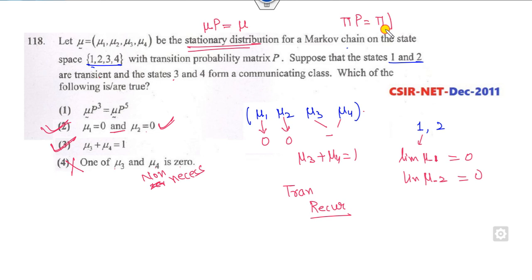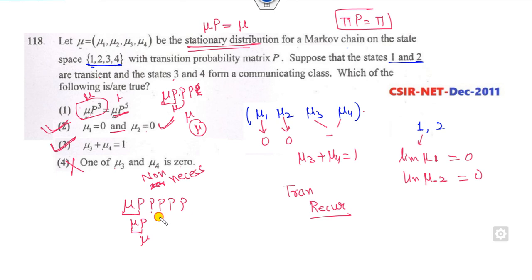Fine. Now I can write P cubed as P, P and P. This is my mu. If I multiply this by P, it is again mu. If I multiply by P, it's again mu. So this left hand side is my mu. Similarly the right hand side is also mu, because I can write this as mu times P. This value will be mu. If I take this P, again it's mu, and again, and again. And the last one is again mu. So that means this is also the correct option.